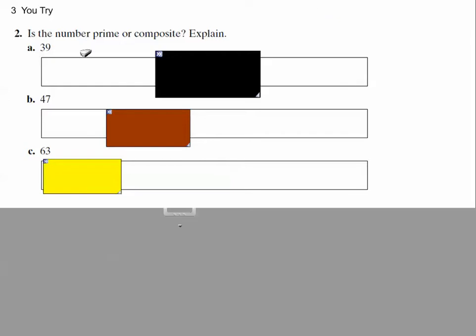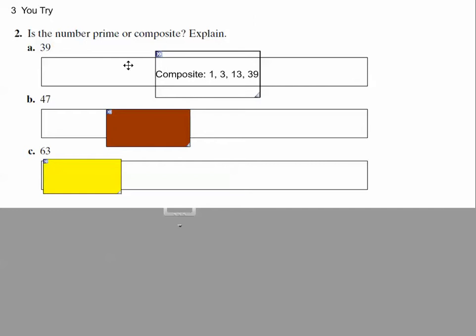All right, let's take a look to see what we got for the number 39. So if I just use my divisibility trick, I can say 9 plus 3 is 12. 12 is definitely divisible by 3, so I know that it has to be a composite number. 3 times 13 is 39. So I've got 4 factors, which makes me composite.